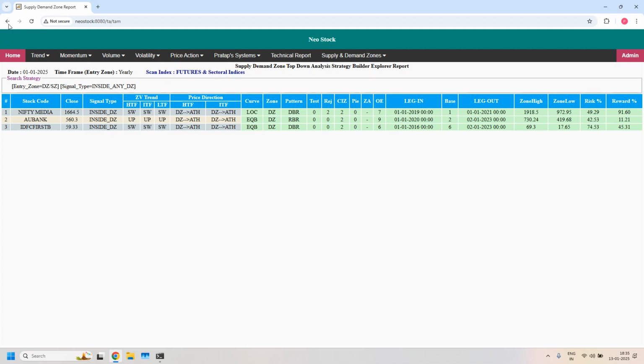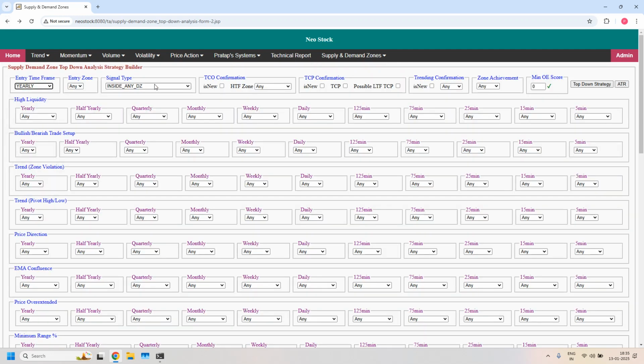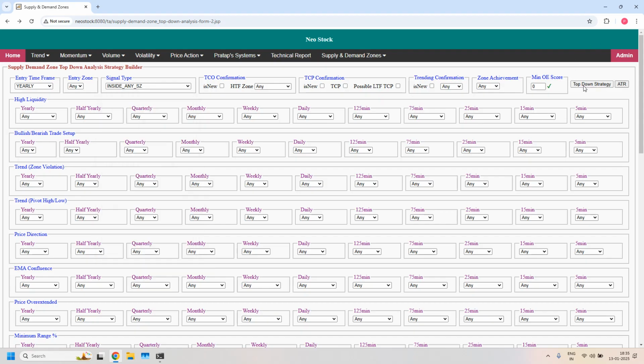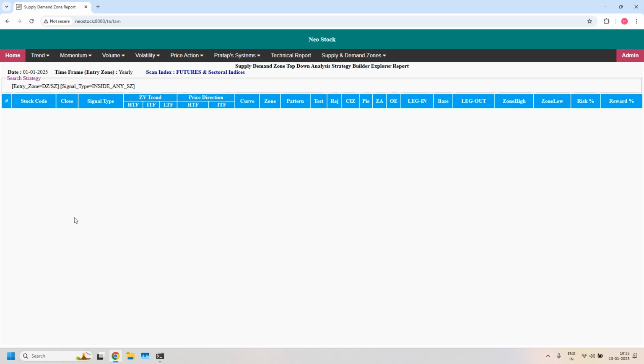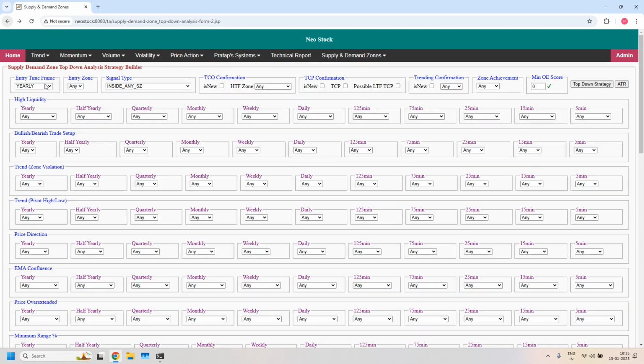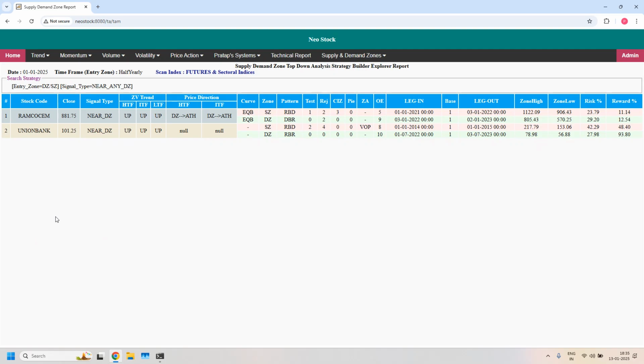Okay, now for the yearly time frame, price closed inside the yearly supply zone, we don't have any stocks. Next time frame is half yearly. Stocks near half yearly demand zone. 2 stocks are filtered for the 6 months time frame.